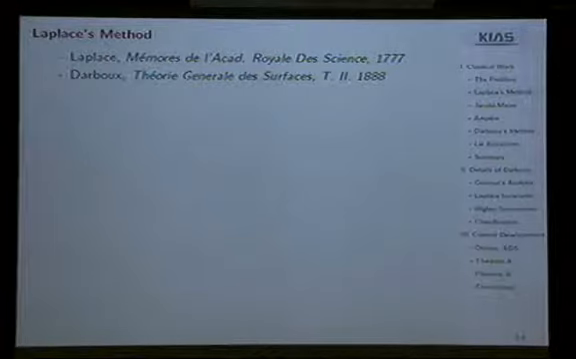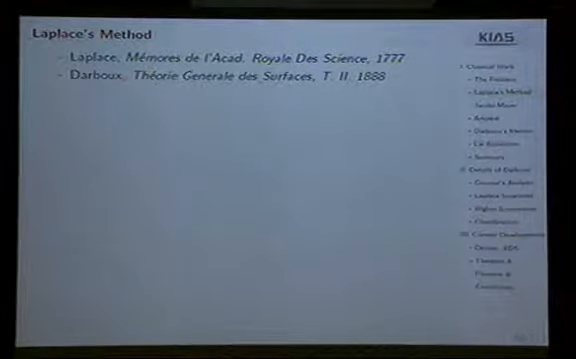It starts off in 1777 with the method of Laplace. This is a very, very beautiful theory, which we'll talk about a little bit. A very good place to learn about the method of Laplace is in Darboux's Theory of Surfaces, volume number 2. Or if your English is better than your French, you can also find a lot of this material in Forsyth's book on the Theory of Differential Equations, volume number 6. So he repeats a lot of what's in Darboux.